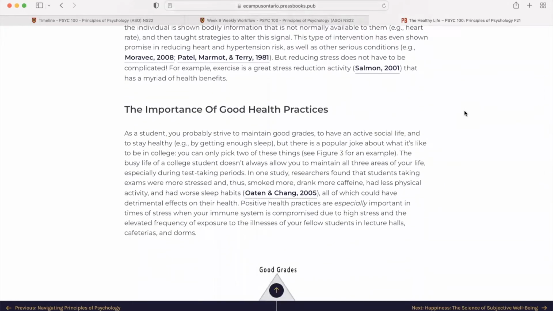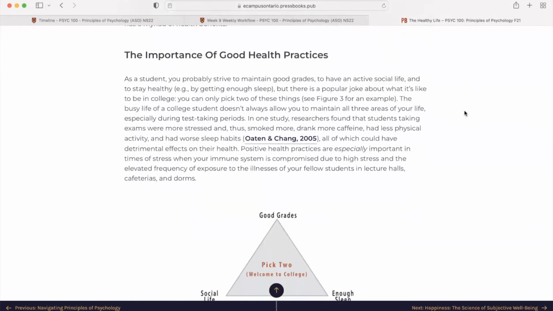The importance of good health practices. As a student, you probably strive to maintain good grades, to have an active social life, and to stay healthy, for example, by getting enough sleep. But there is a popular joke about what it's like to be in college. You can only pick two of these things.